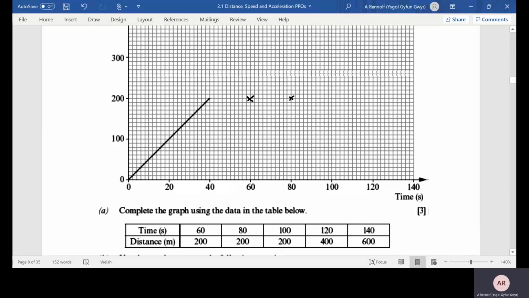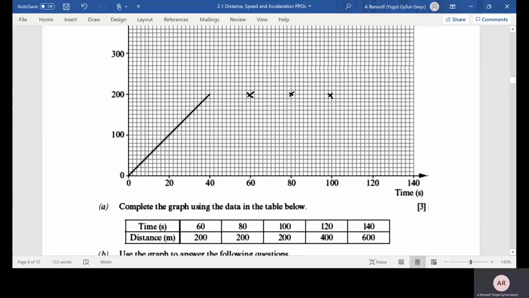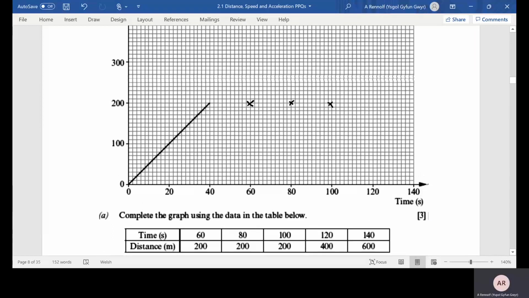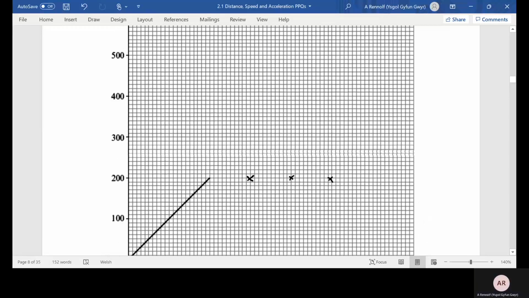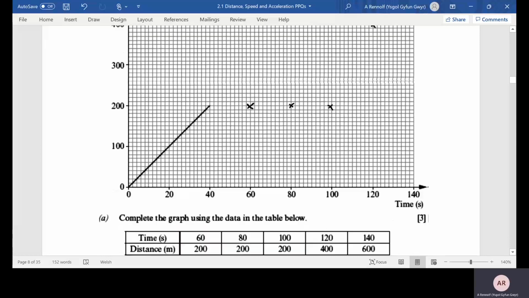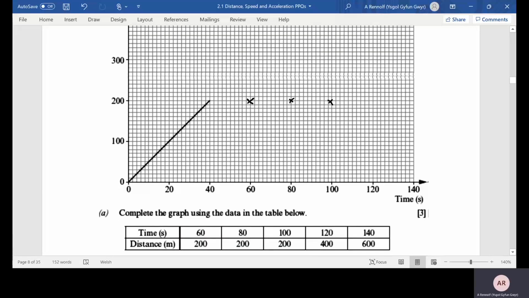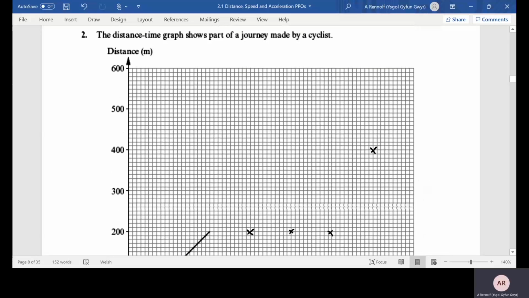So our first point is at 60 and 200. Next point is at 80 and 200, and then 100 and 200. And then the distance starts to increase again. So at 120, we're up at 400. And forgive me if my points are slightly off. It's hard to follow the graph lines on the laptop. And then we've got 600 meters at 140, which is up there.